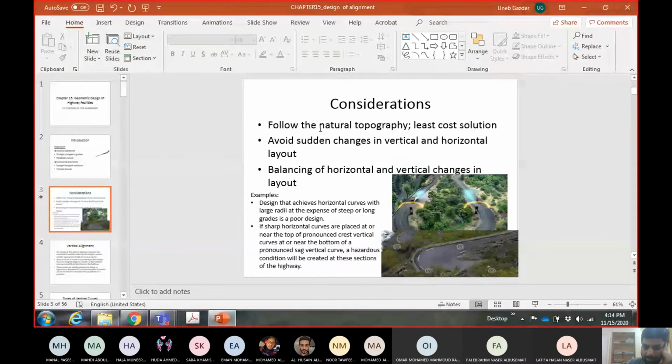Follow the natural topography. If the ground is already steep, then you can provide steep gradients. If the ground goes around a mountain or sharply around a river, then you can provide a sharp circular curve as well. But if the ground is smooth, then you don't introduce unnecessary changes in gradients and directions. So go along the ground.